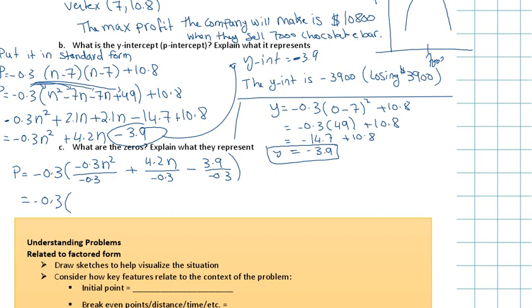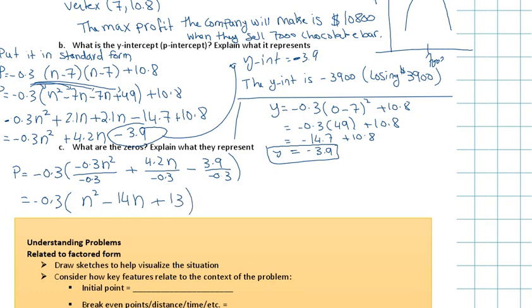Well, we said 4.2 divided by 0.3, that's going to be 14. Is it going to be positive or negative? Because positive divided by negative is negative. And then 3.9 over 0.3, positive 13, right? Negative and negative makes it positive. Are we okay with this so far?